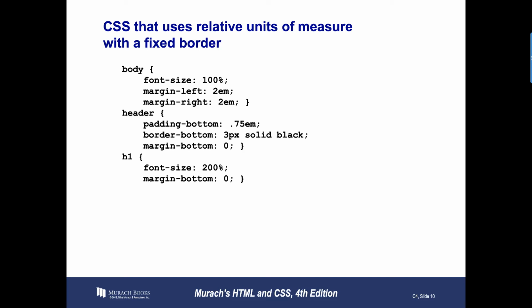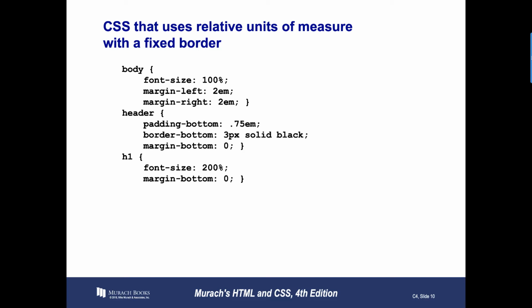The next thing says, the header selector, set the padding bottom to 3/4 of 1 em. The border bottom to 3 pixels solid black. The margin bottom to 0. And then the H1 selector, right? These selectors apply to these elements, H1s, headers, and of course there's only one body. But for the H1 element, you have font size 200% and then margin bottom 0.